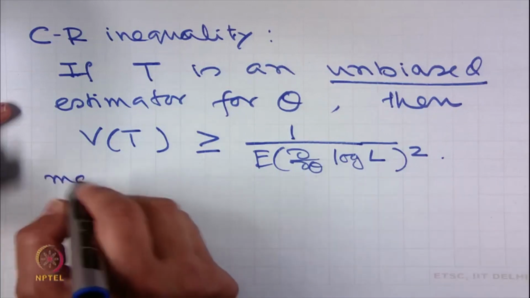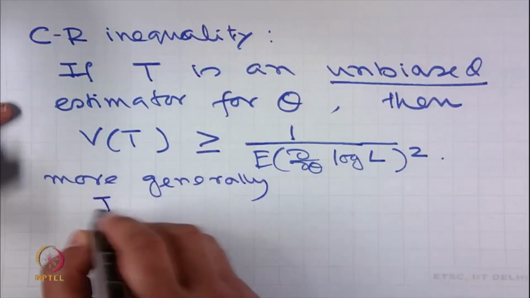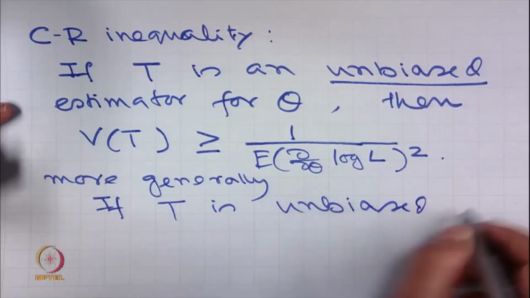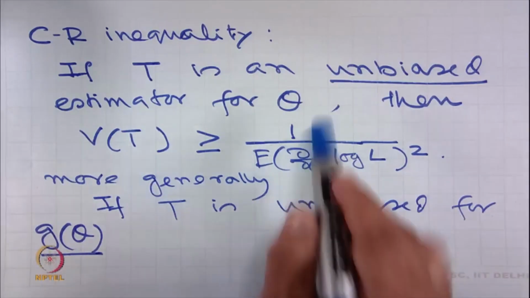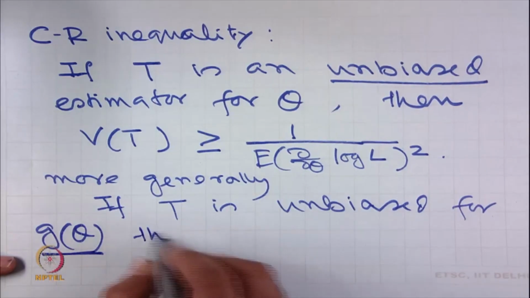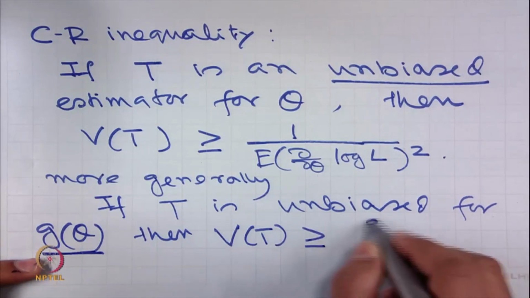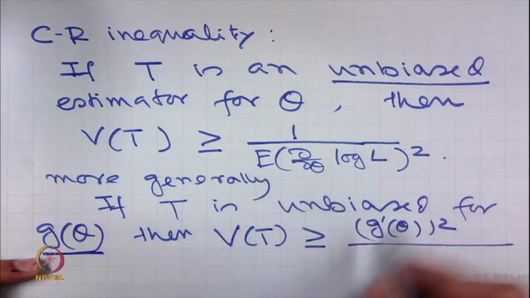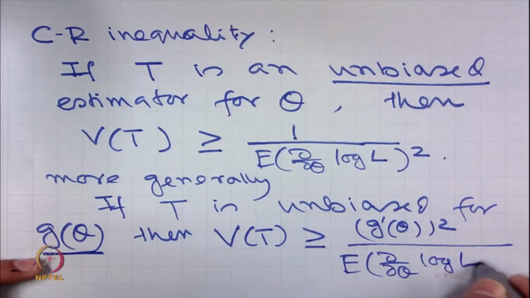More generally, if T is unbiased for g(theta), which is a function of the parameter theta, and we want to estimate g(theta), then variance of T is greater than or equal to g prime(theta) square upon the same quantity, which is expected value of (del log L / del theta) whole square.